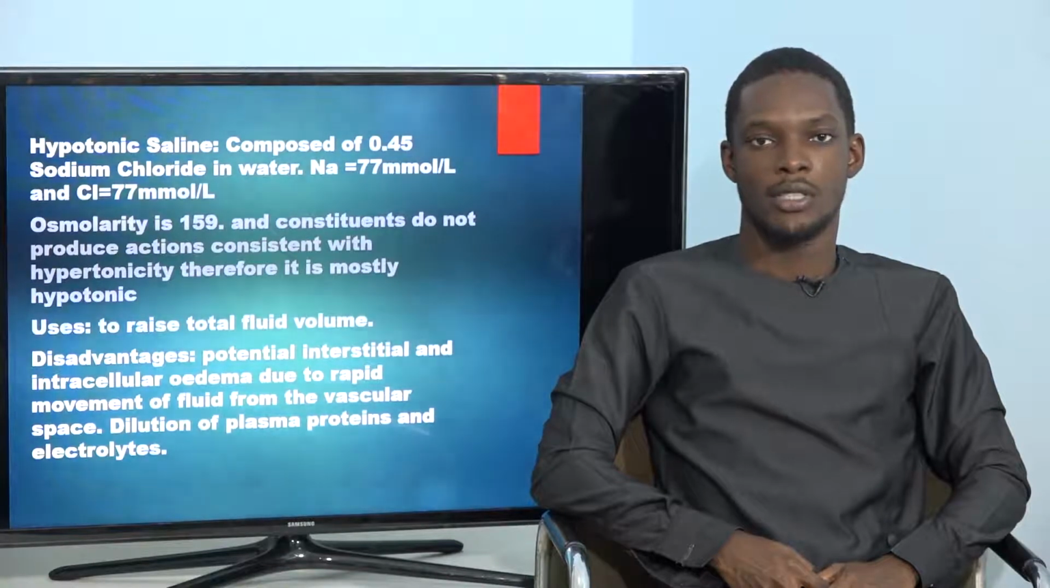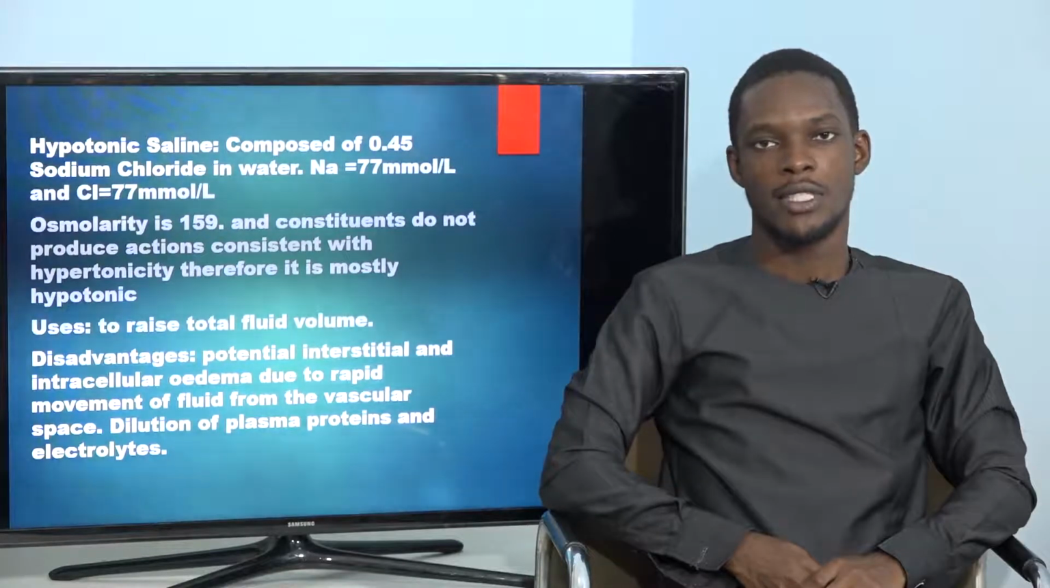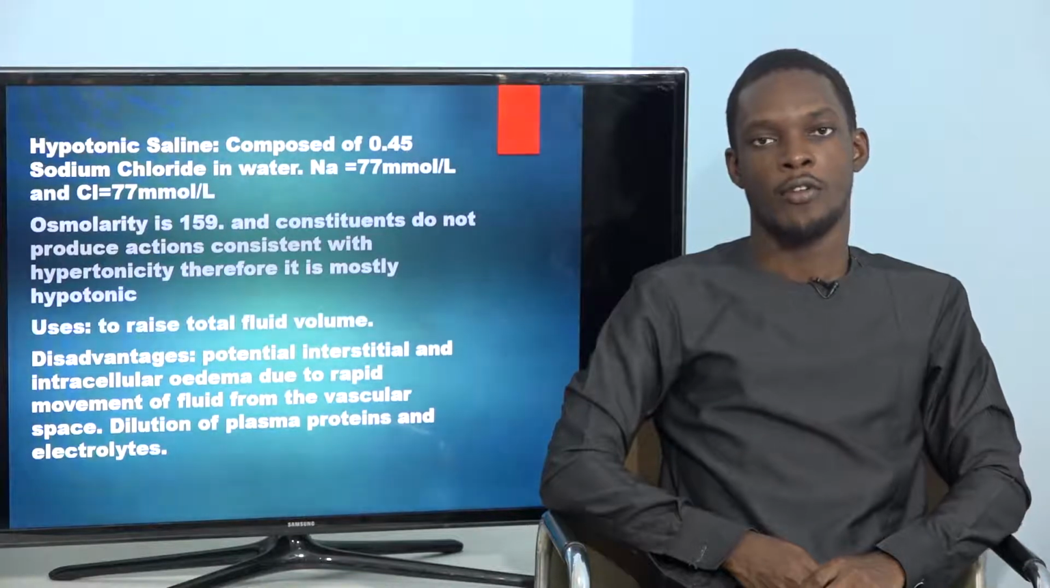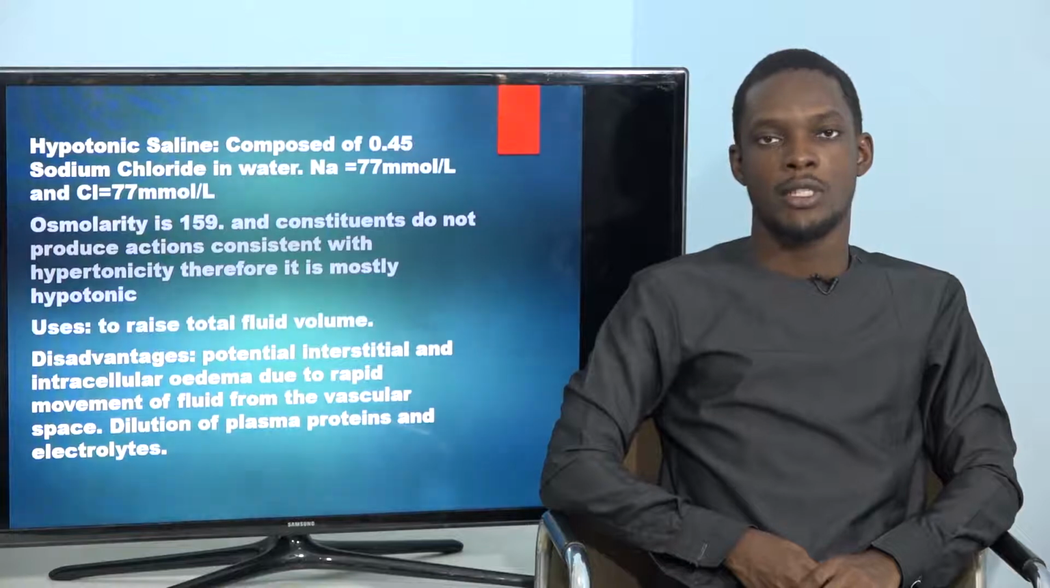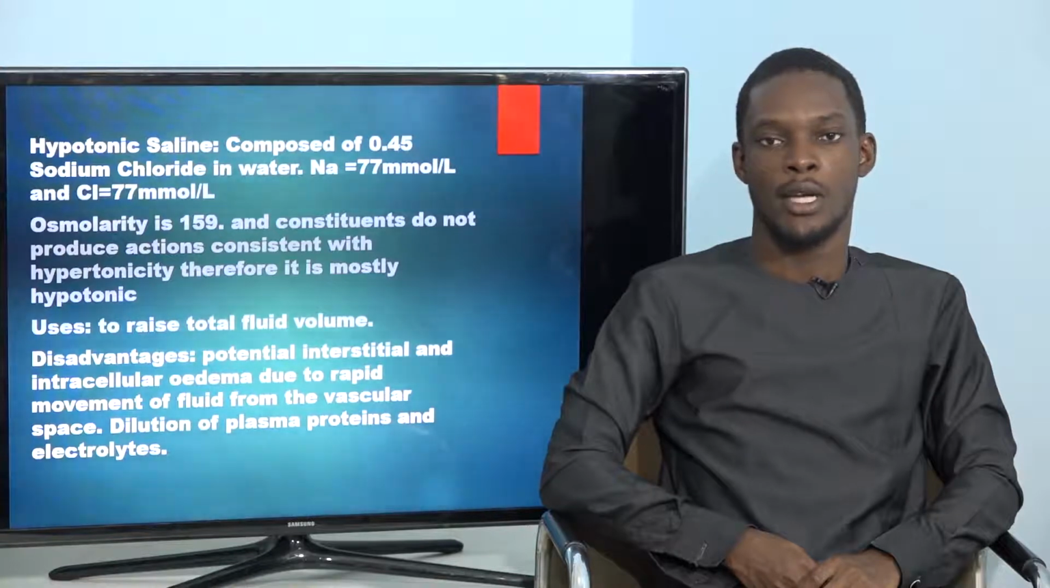Hypotonic saline, or 0.45% normal saline, contains 77 millimole per liter of sodium and 77 millimole per liter of chloride. This puts the osmolarity of the solution at 159 millimole per liter due to its constituents, and it is therefore considered a hypotonic solution. This solution is used to raise the plasma volume.